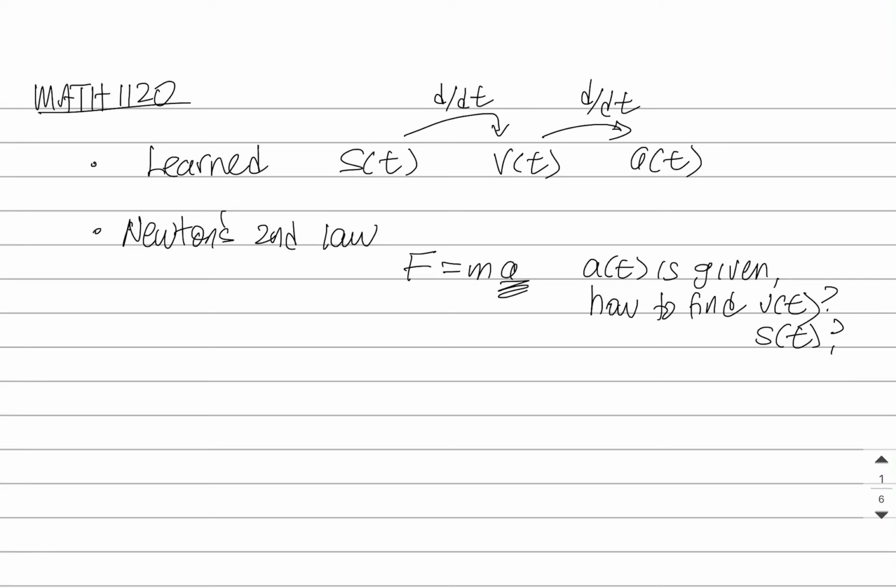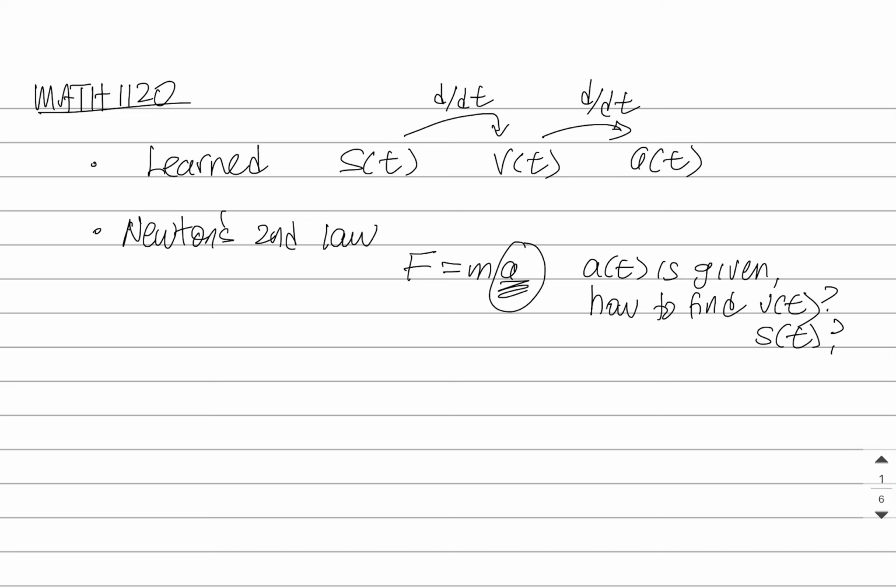This semester we've learned about differentiation. As a motivating example, we talked about position being differentiated with respect to time to give us velocity, and then again differentiated with respect to time to give us acceleration. But unfortunately, the universe doesn't like to work that way. Newton's second law, as an example, says F equals ma, and we're provided with the acceleration.